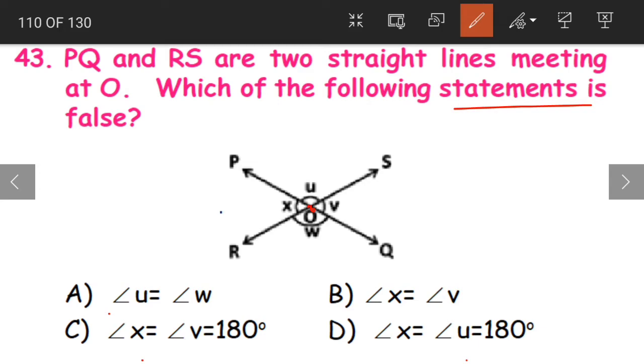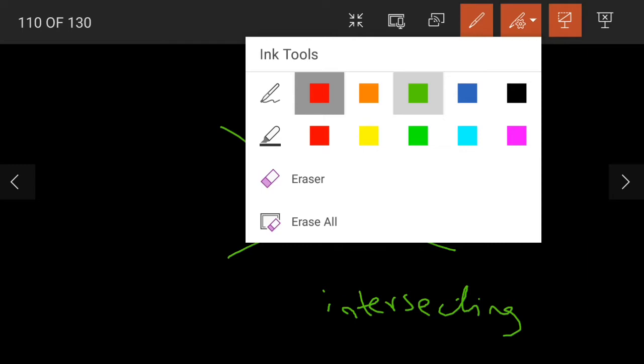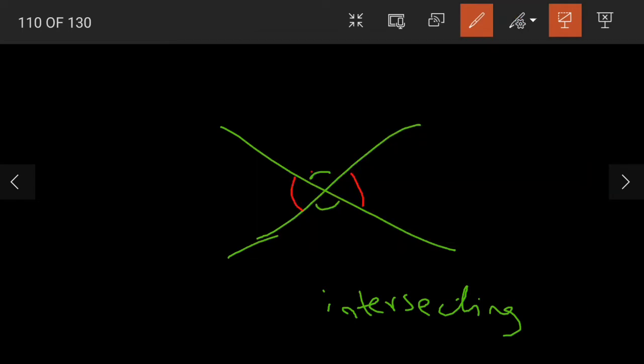Coming to the first one, option A, angle U. So what did we learn just now? That these two are lines that are meeting each other. Yes, so such lines are called intersecting lines. What are they called, children? Intersecting lines. And when we have intersecting lines, the property of intersecting lines is that the opposite angles are always equal. Understood? The opposite angles like this. Sorry, I've used green color. Yes, the angles that you can see in green color, these are the opposite angles. Yes or no? So when we have intersecting lines, the opposite angles are always equal.